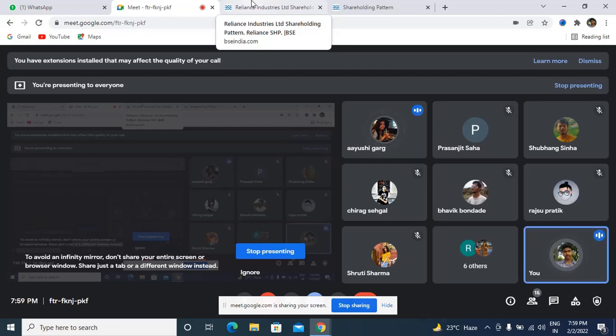Why do companies issue these partly paid up shares? Because we have seen many times that companies, even Tata Steel, even Reliance earlier, had these partly paid up shares. What is the reason behind this? Why do they do it?